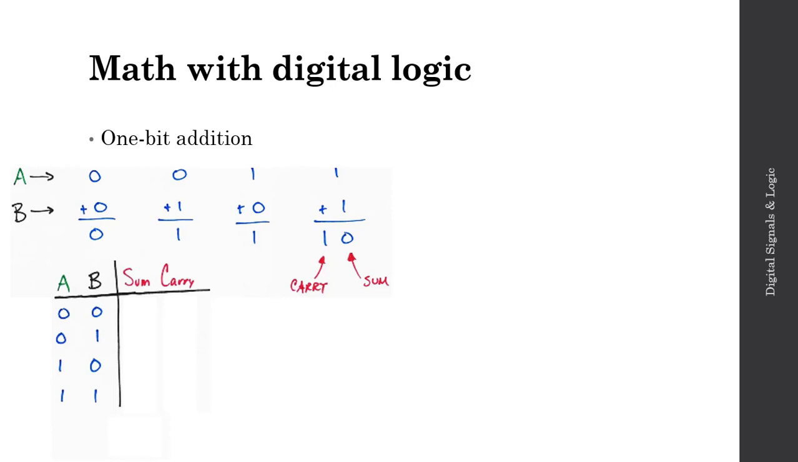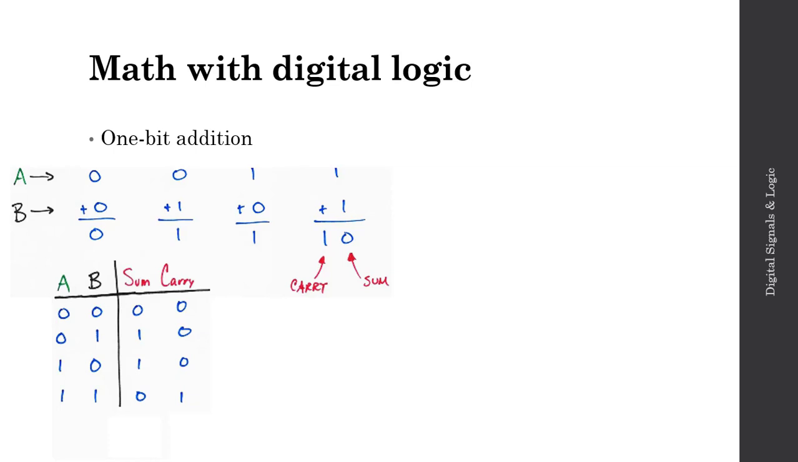So when our inputs A and B are 0 and 0, their sum will be 0, and the carry will be 0. When A is 0 and B is 1, that sums to 1, a sum of 1 and a carry of 0. Same thing for 1, 0. And in the case where A is 1 and B is 1, that sums to 2, so my sum will be 0 and I'll carry a 1.